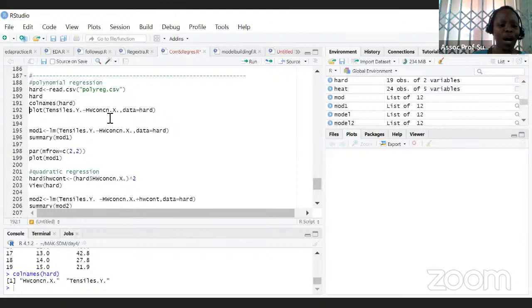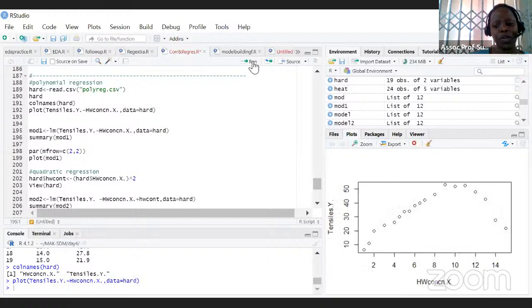Then we are going to draw a plot to see whether it is linear. There's a linear relationship between tensile strength and hardwood concentration. This data set, I got it from Montgomery and Parker. Okay, so let's draw. You can see that our plot in the plot section on your screen shows that actually we do not have a linear relationship between tensile strength and hardwood concentration.